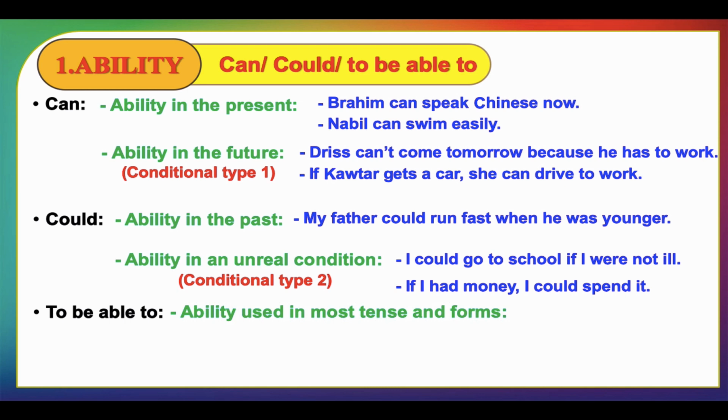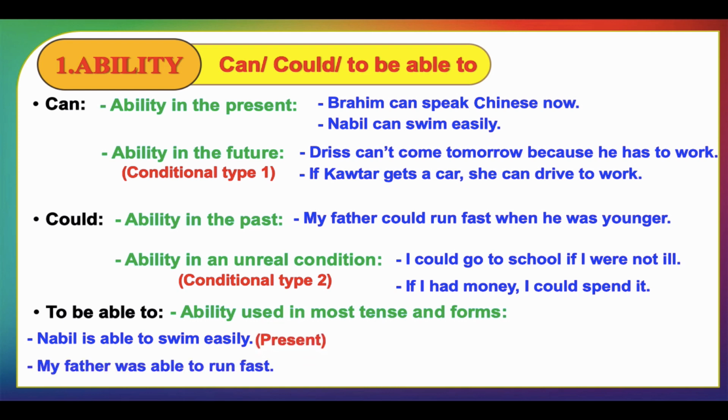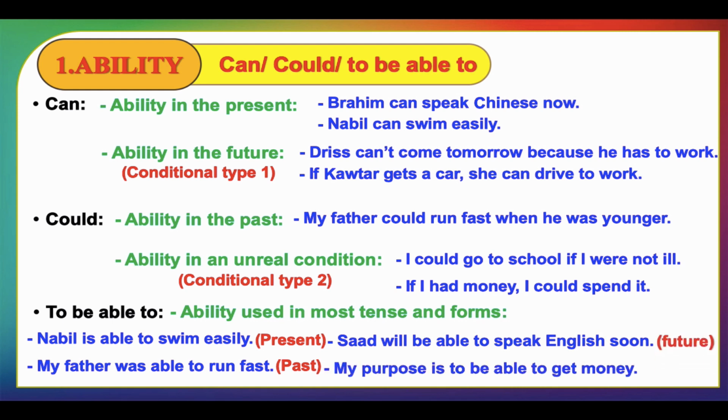I will explain these terms. Nabil is able to swim easily. Here, with is, it expresses the present. And my father was able to run fast. Was, it's in the past. Zach will be able to speak English soon. Here, it's in the future. And my purpose is to be able to get money. This is an infinitive form. That's why we say when we talk about present, past and future, we talk about tenses. But when we talk about the infinitive form, here we talk about forms.